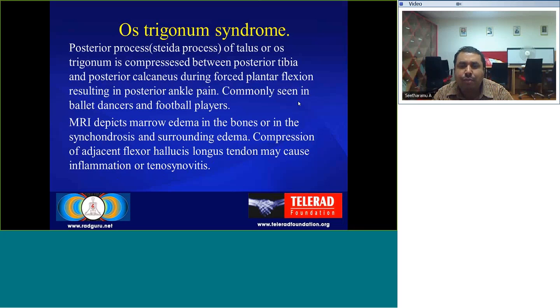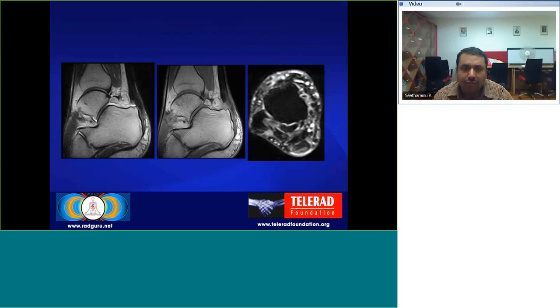The MRI features include marrow edema in the bones or in the synchondrosis of the os trigonum, as well as edema of the surrounding structures. There is usually compression of the adjacent flexor hallucis longus tendon, which may lead to tenosynovitis or tendinosis of the tendon.